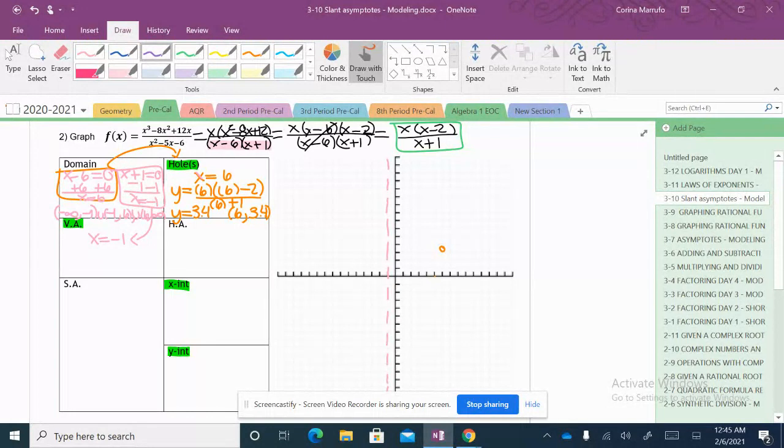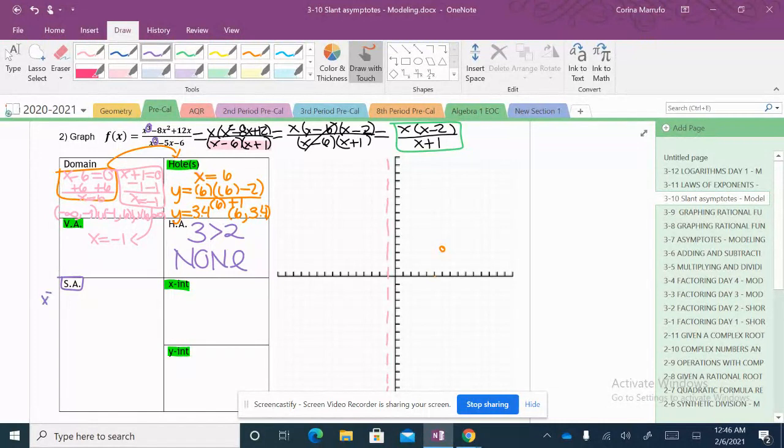Then for the horizontal asymptote, we look at the degree of the numerator. The degree of the numerator is 3, and the degree of the denominator is 2. So 3 is greater than 2, and it's greater than 2 by only 1 unit. Because it's greater by only 1 unit, that means that we have a slant asymptote. Okay?